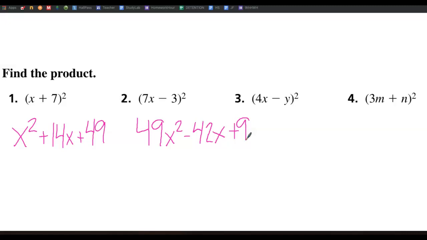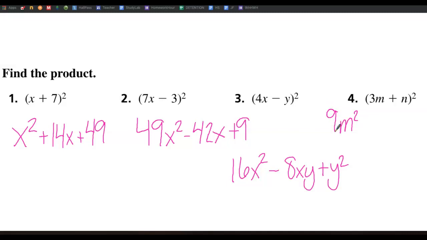Okay. Number 3, what did you get, Levi? 16x squared minus 8xy plus y squared. Yeah. Done. And Ryan, what did you get for the last one? I got 3m squared plus 6mn plus... Correction. 3m times 3m would give you 9m squared. 9m squared plus what, Ryan? Plus 6mn and plus n squared. We all agree with those.